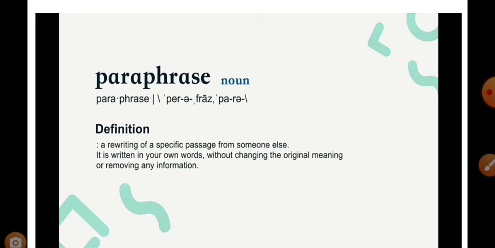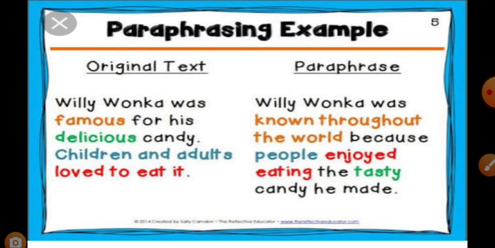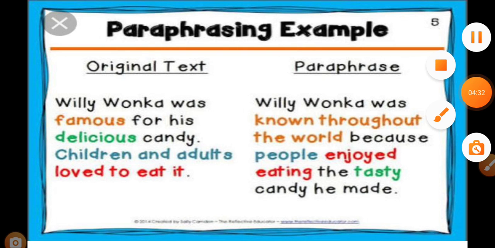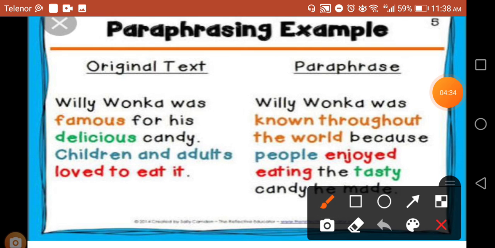So these were the five steps and tips which we learned in paraphrasing. Again, paraphrasing means that you have to rewrite the specific passage which is given to you. Now you can see this is the example. There is an original text and one paraphrased. Now let's see what we can learn from this kind of text. See, now this is the original text.